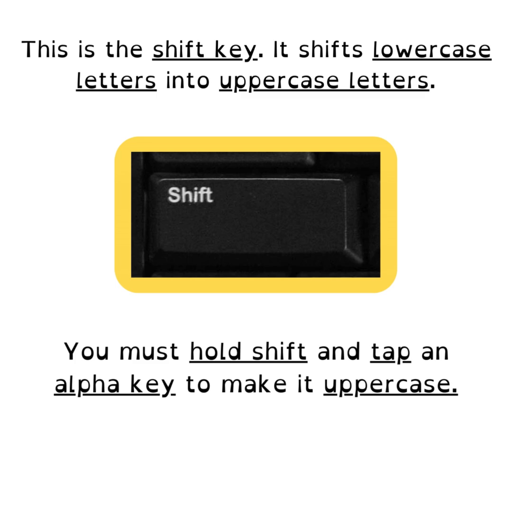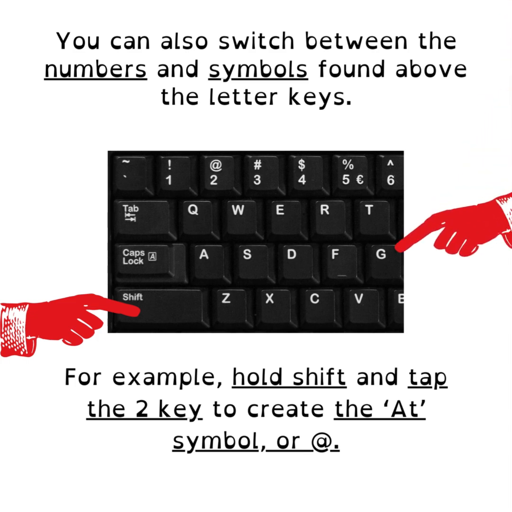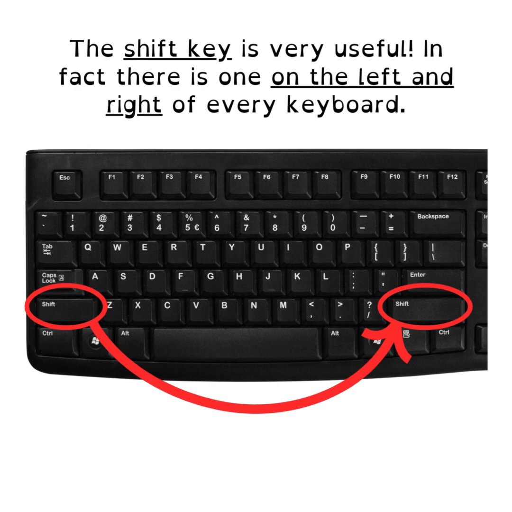This is the Shift key. It shifts lowercase letters into uppercase letters. You must hold Shift and tap an alpha key to make it uppercase. You can also switch between the numbers and the symbols found above the letter keys. For example, hold Shift and tap the number 2 key to create the @ symbol, or an A with a swirl around it. The Shift key is very useful. In fact, there's one on the left and right of every keyboard.